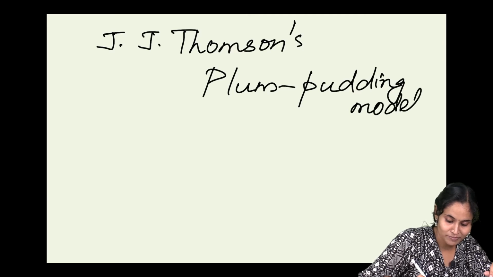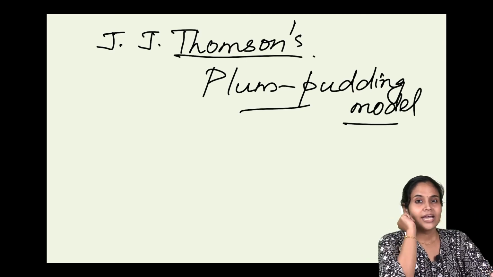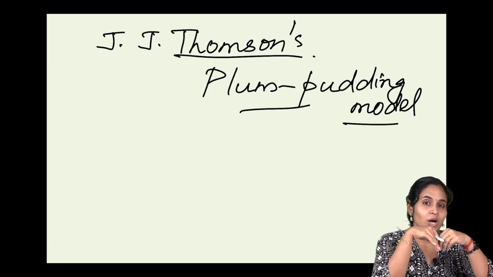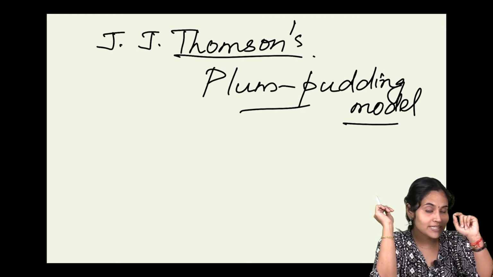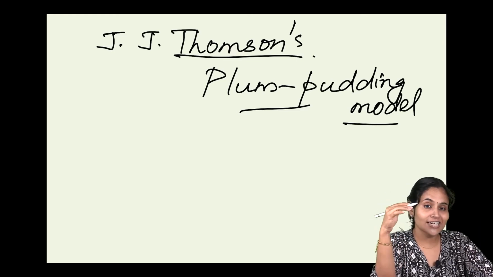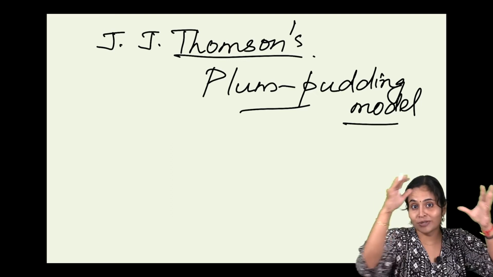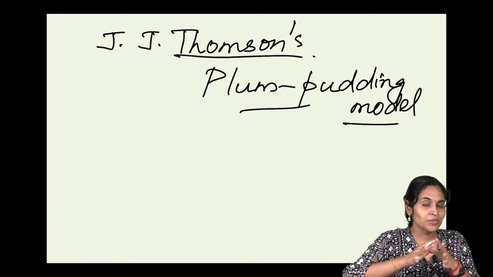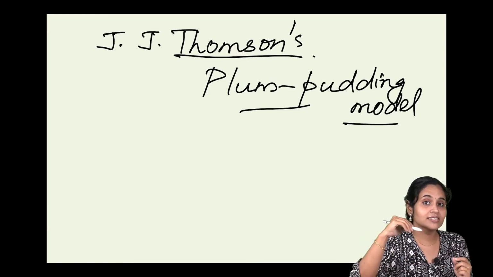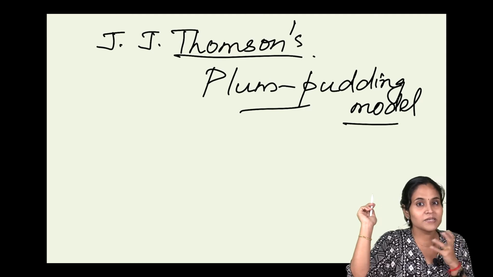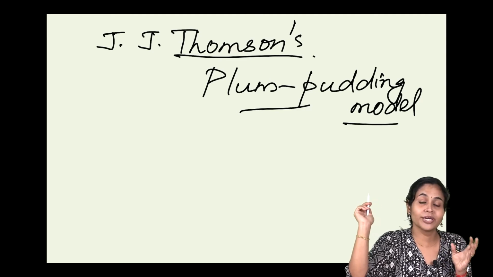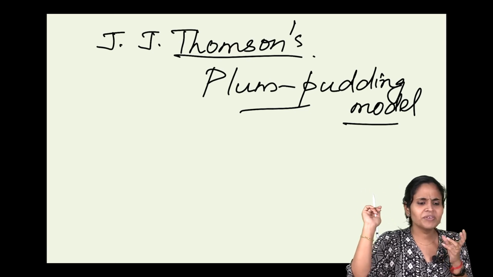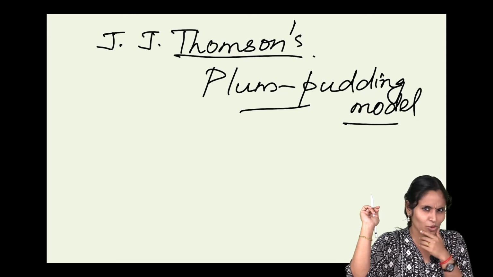So what do you mean by plum pudding model? According to this model, the atom consists of a positive sphere where the negatively charged electrons are scattered here and there, just like plums in a pudding. You know, in a pudding you decorate it with plums. Just like that, the atom is a positive sphere with negatively charged electrons scattered here and there. This was the simple concept behind J.J. Thomson's plum pudding model. It was an interesting model when you heard it for the first time, but when we moved to the details of that model, that was not appropriate, right?